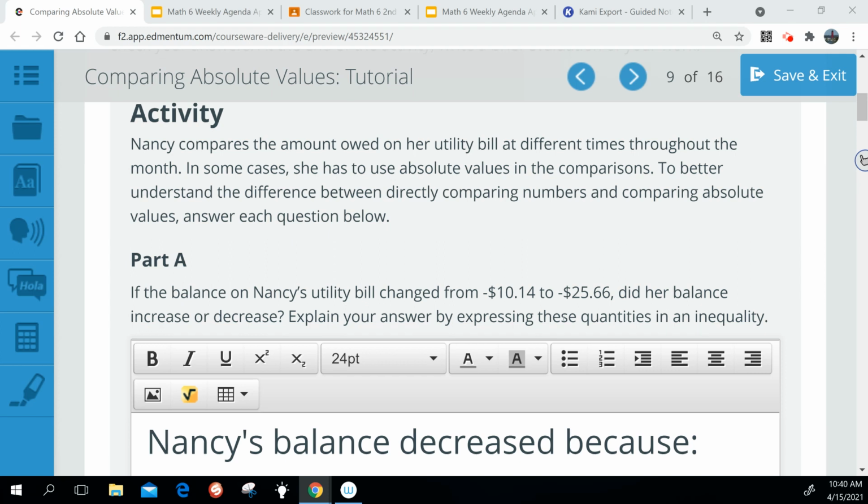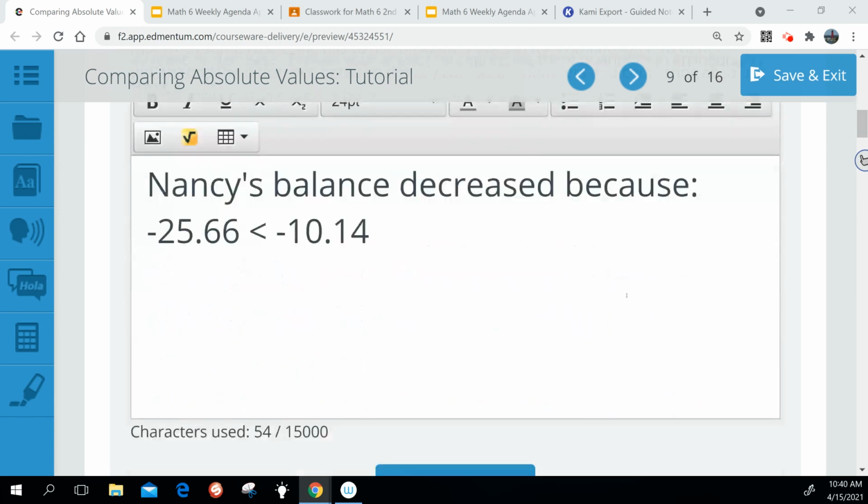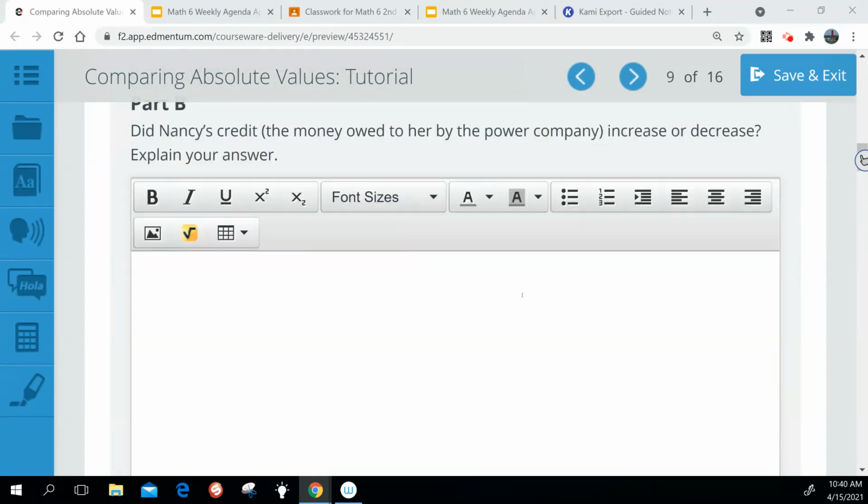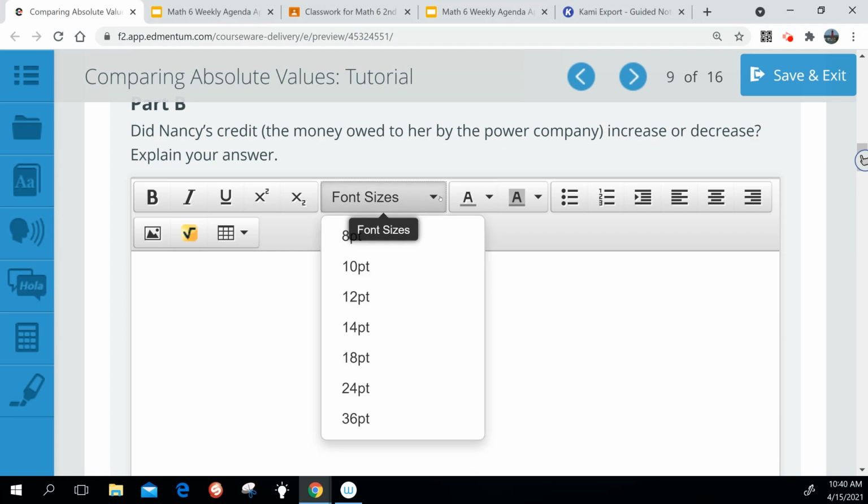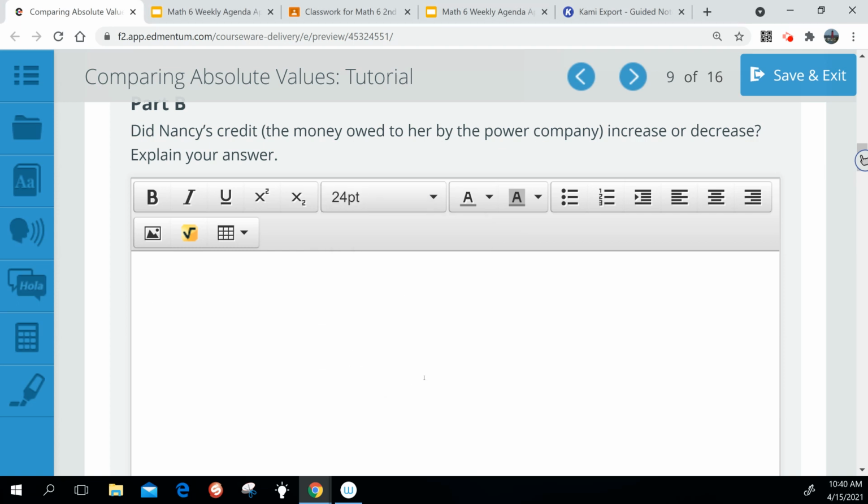So what happened to the credit? What happened to the credit? Alana, what do you think? It went down. So it started at $10.14 that the company owed her, and it went to $25.66 that the company owed her. Did the amount that they owed her increase or decrease? Increase. Alana. So if I said to you, it increased, right? So $25.66 is more than $10.15, right? Yes, I know. All right, so this is why we're going through this together, because it is a little bit confusing the way we look at it.